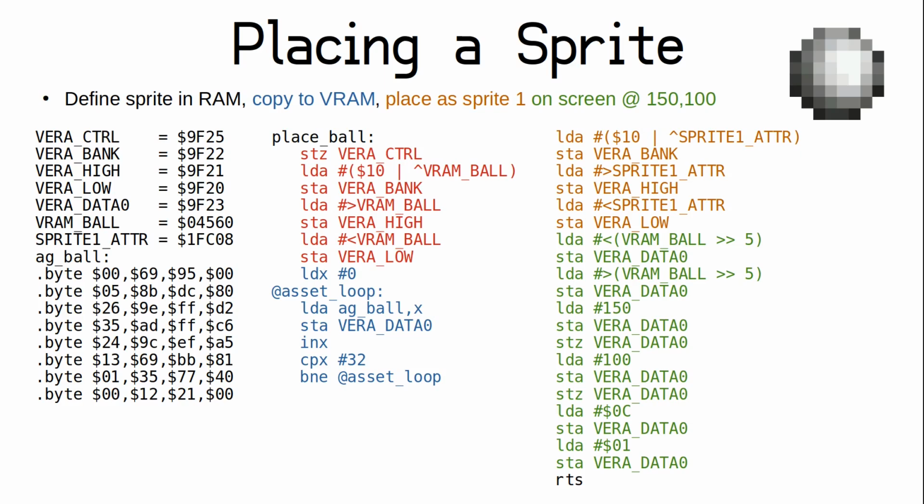First, we need to define some constants for the VERA registers, and then VRAM addresses for first the ball sprite asset, and then the start of the attribute registers for Sprite 1, which is 8 bytes past the beginning of the sprite attributes at hex 1FC00. Then in RAM, we define the 32 bytes we need for the silver ball, which we label AG ball, and then specify 4 bytes per line, which will also define a row of pixels.